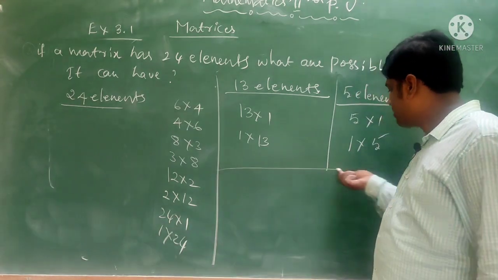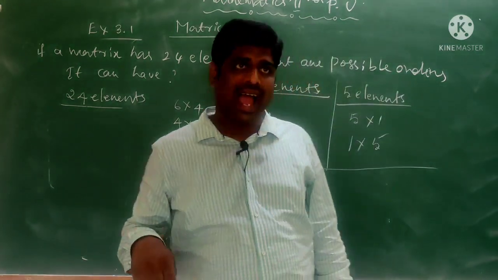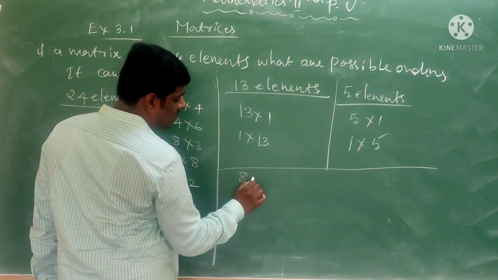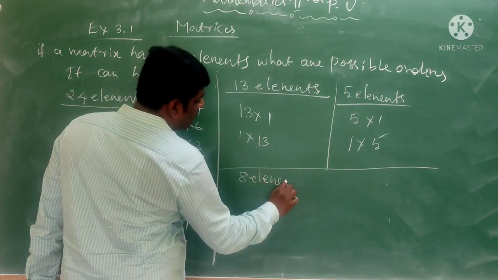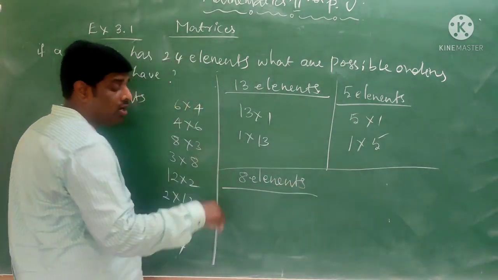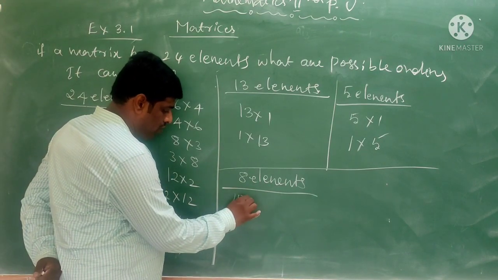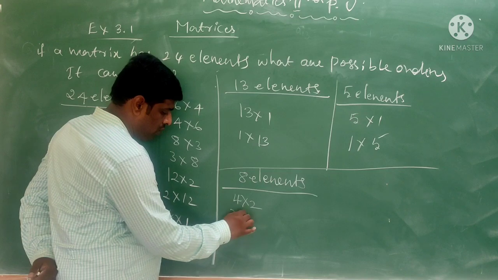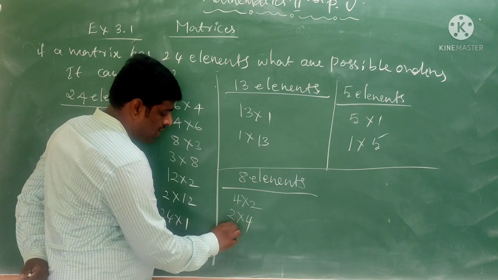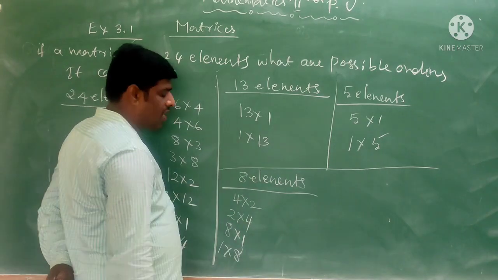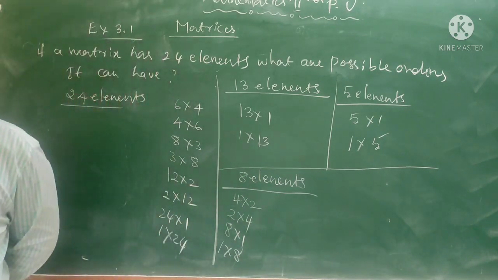Okay, next, if a matrix has 8 elements, what are the possible orders? Very simple. 4 into 2, 2 into 4, 8 into 1, 1 into 8. These are the orders.